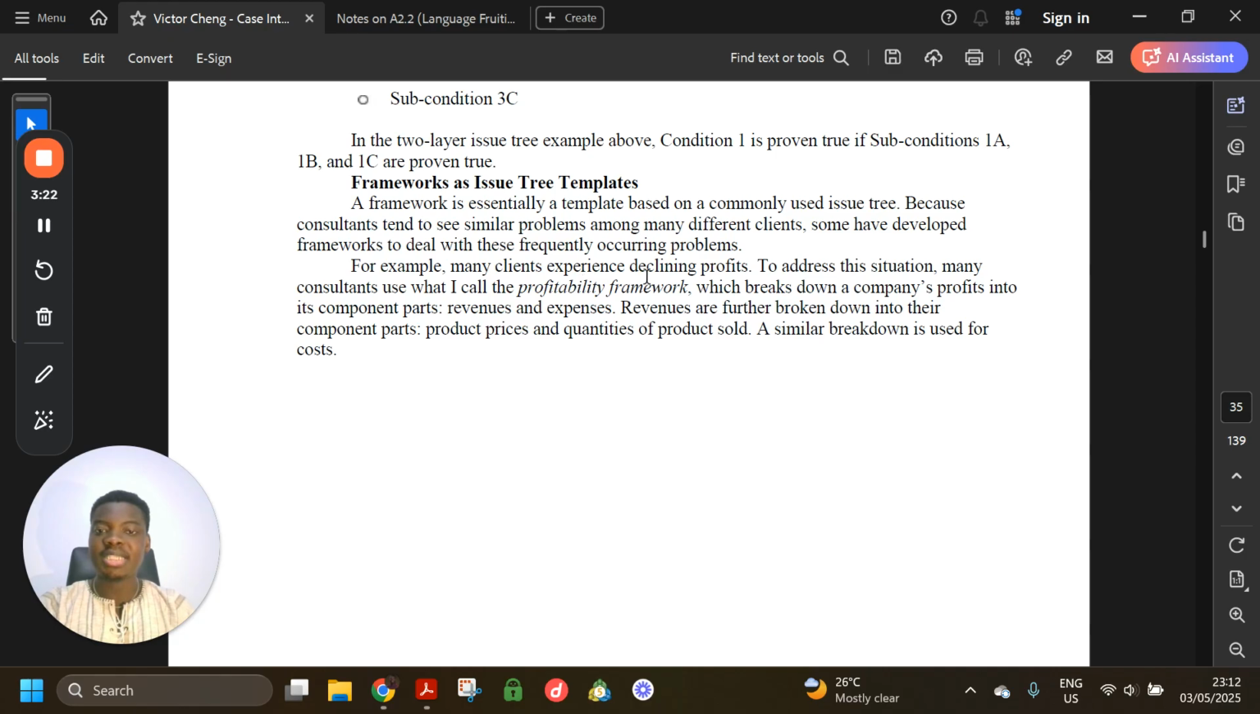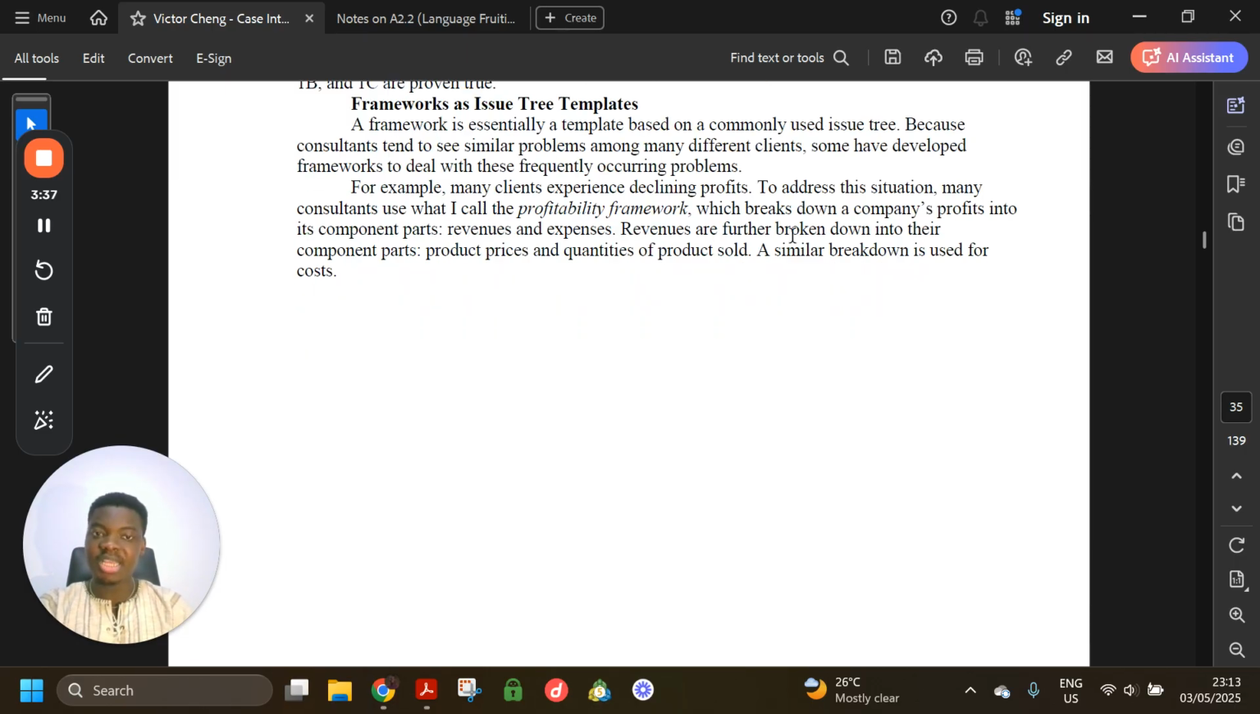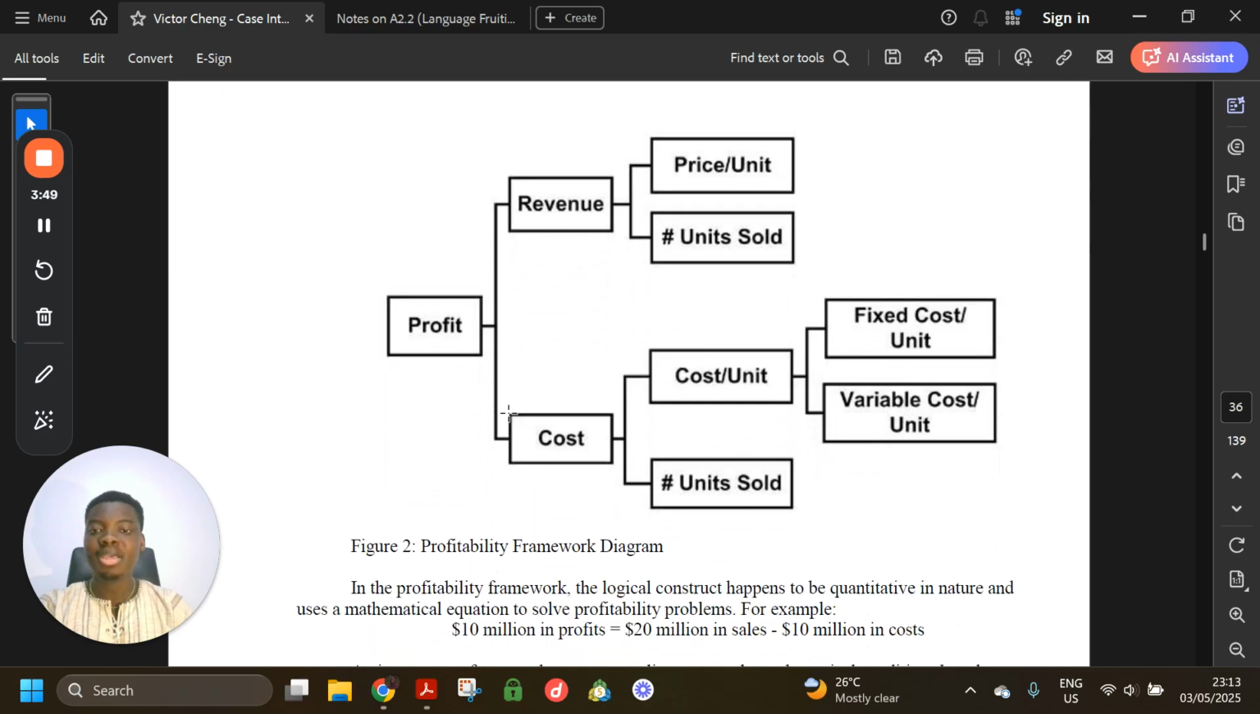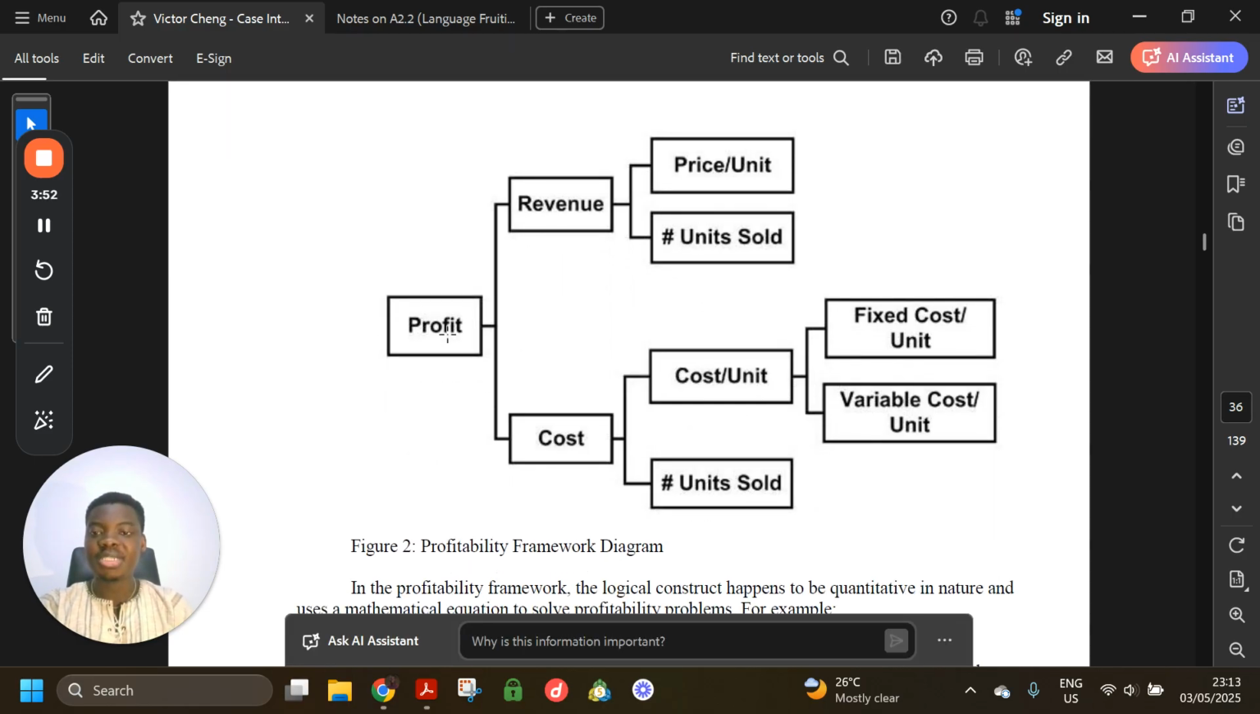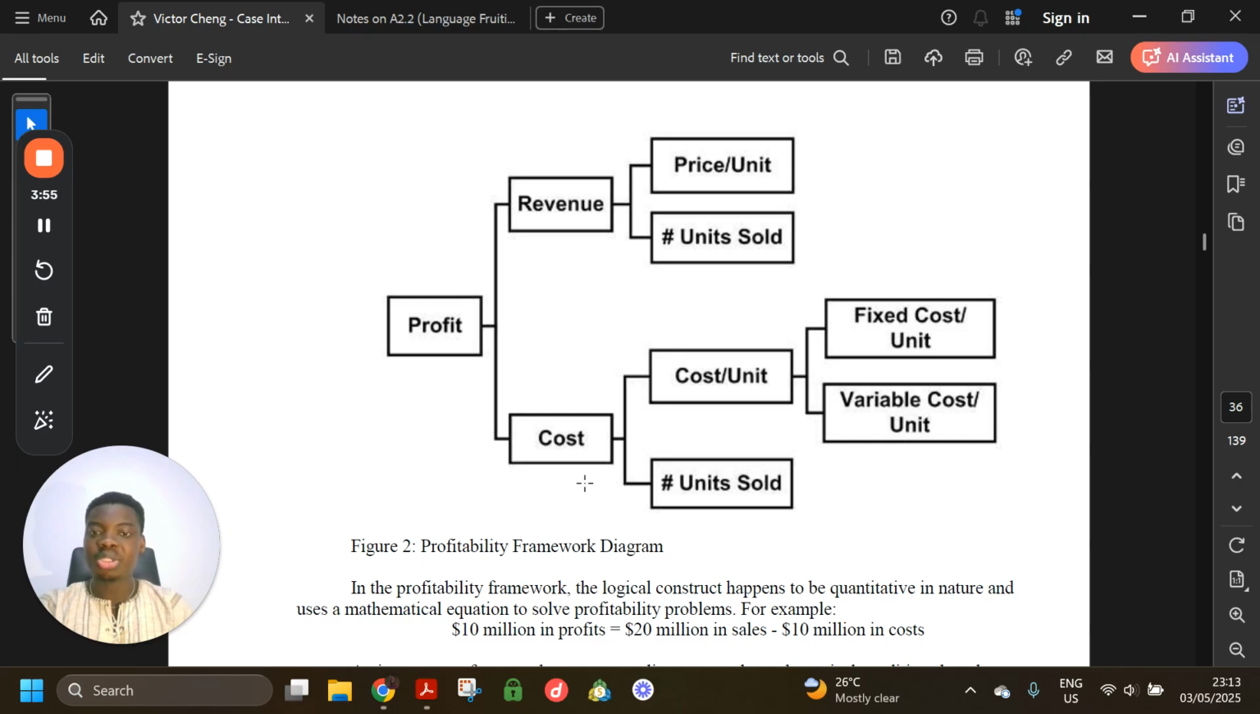Victor shares that many clients experience declining profits, which is true. And to address this situation, many consultants will use what is called the profitability framework, which breaks down a company's profits into revenues and expenses. Then revenues are broken down into product prices and quantity of products sold, as well as a breakdown for costs, which could be fixed costs or costs per unit, etc. Here's a diagram showing that. So you have profit, and then you have revenue on one branch and cost on the other branch, and then further breakdowns to form an issue tree. So here's a profitability framework diagram.